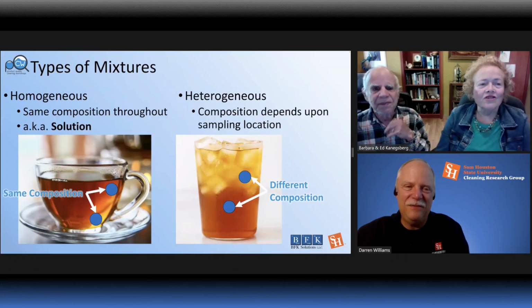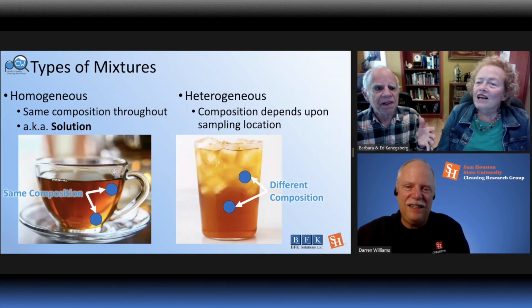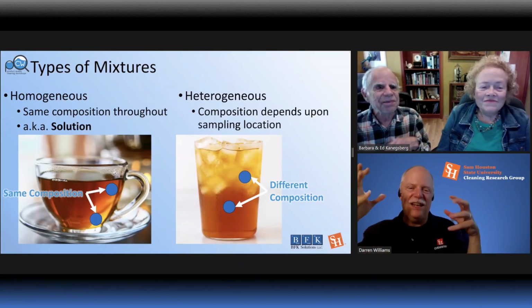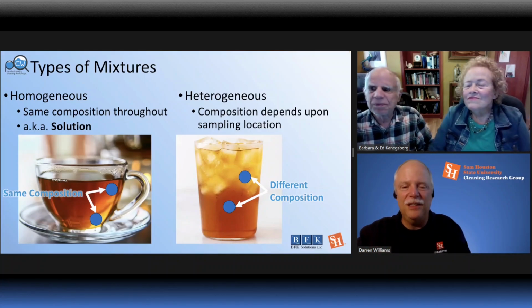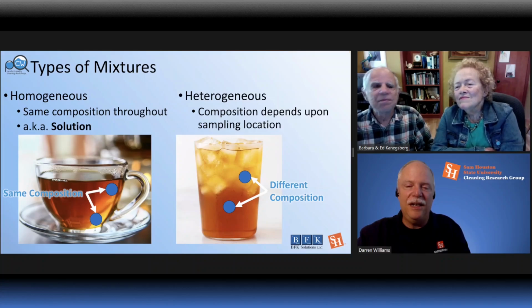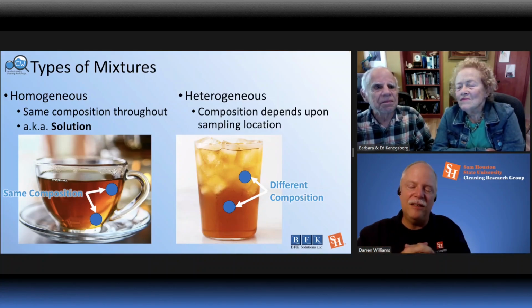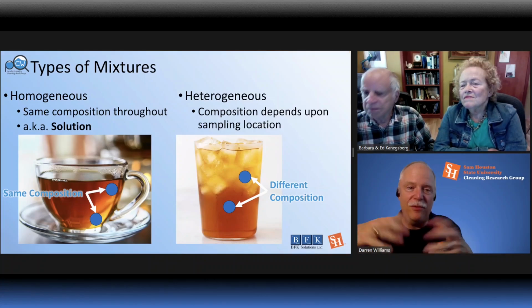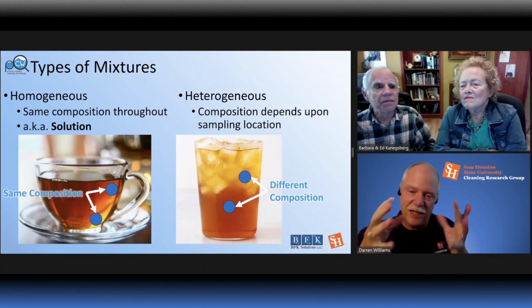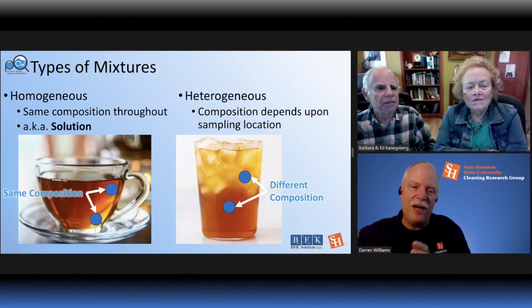Right. Do you want to talk about iced tea, Darren? Yes, and so like that one with octane, it had all of those different molecules in it, so that's a mixture. Anything that has a variable composition. If that composition is the same throughout, we call that homogeneous. It's the same throughout. And so in this case, we have hot tea. Everything's dissolved in the tea.